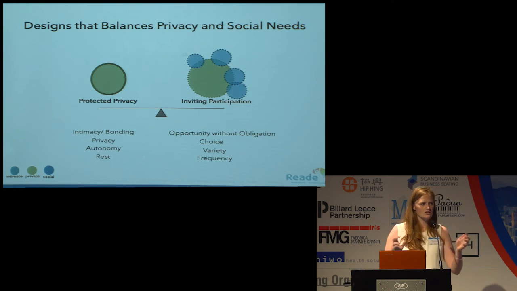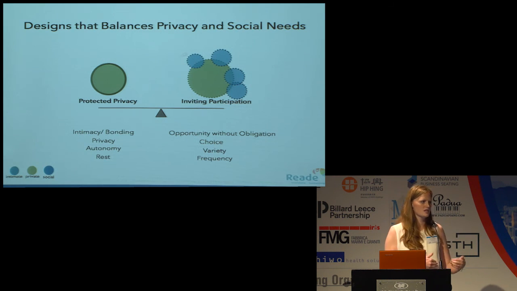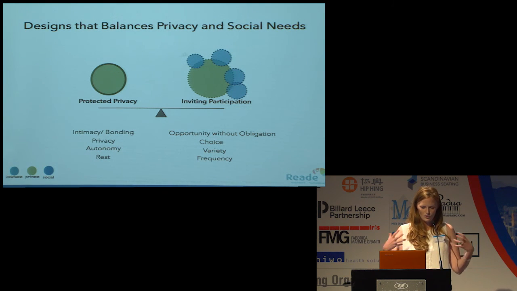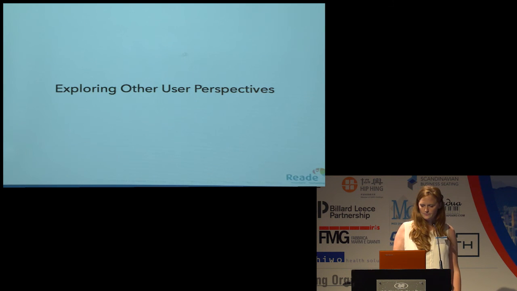The next is patients constantly wrestled with this idea of how to protect privacy and also invite participation because, as we said, the goal of rehabilitation is participation in those meaningful roles and activities. So they know that they need to participate, but how can they do so meaningfully while also providing enough time to just rest and recover, to withdraw, to have the holistic approach to intimacy, bonding, privacy, autonomy, and rest, without being obligated to constantly socially interact, to have choices, to have variety and different frequency of activities.